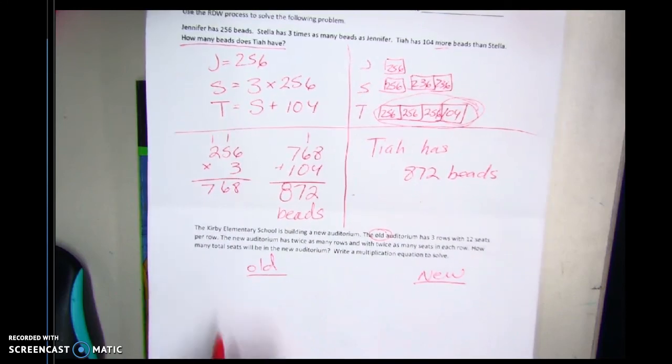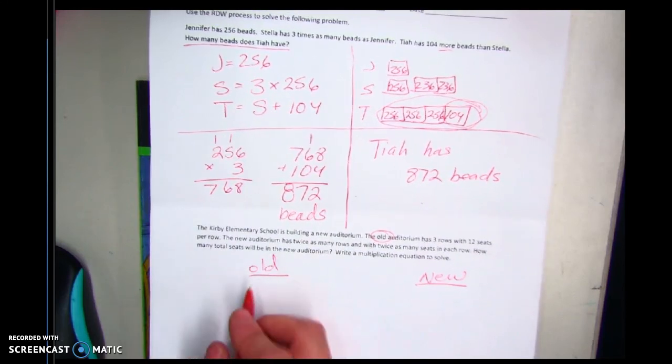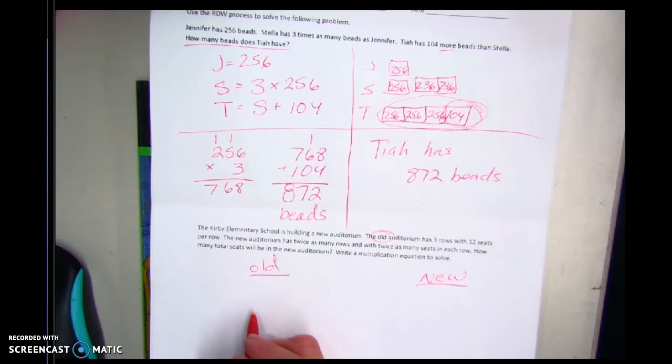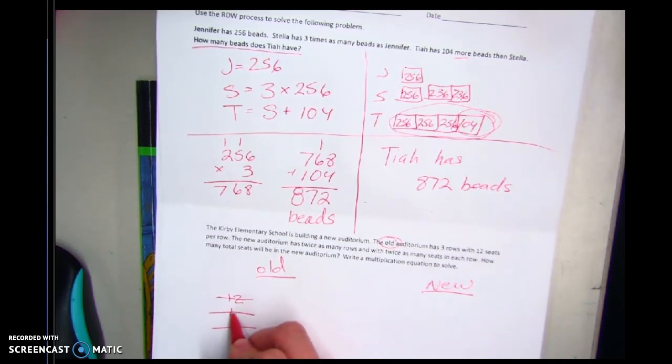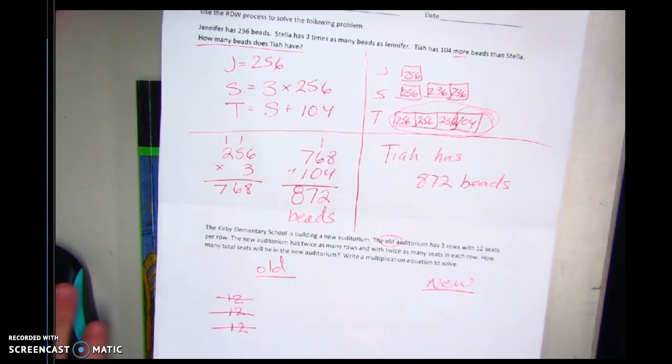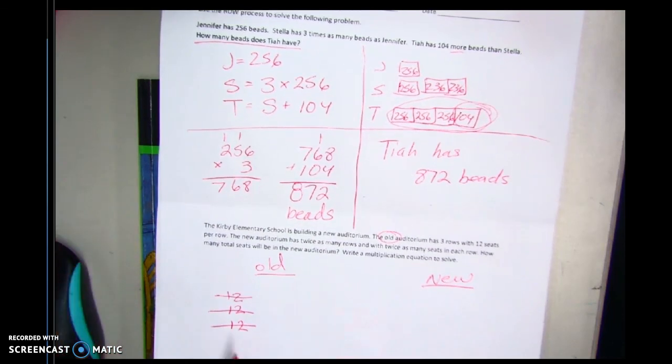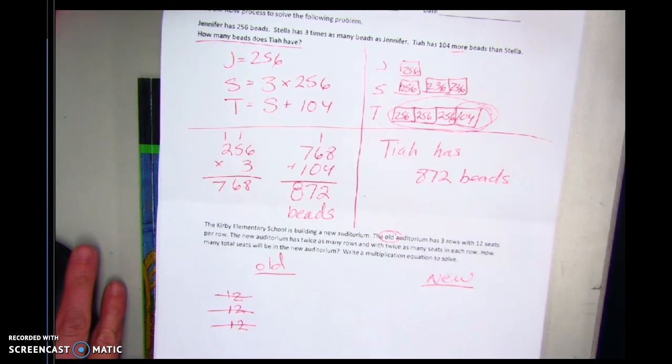So I like to draw a picture. In my picture, I will model. I have 3 rows of 12. Now, you might have done this in a different way, and that's fine. Please take a second to look over the problem on your review, because our time is running out in our recording.